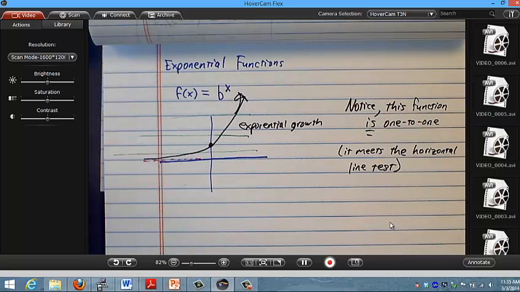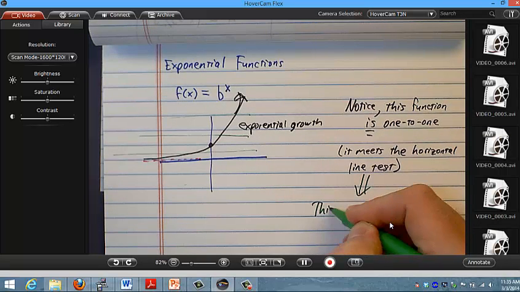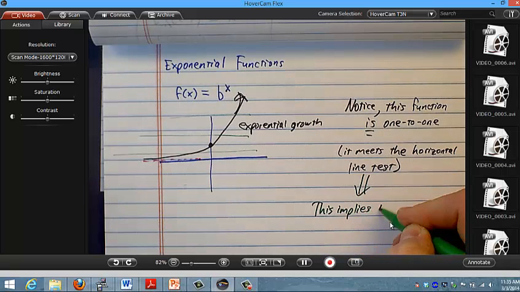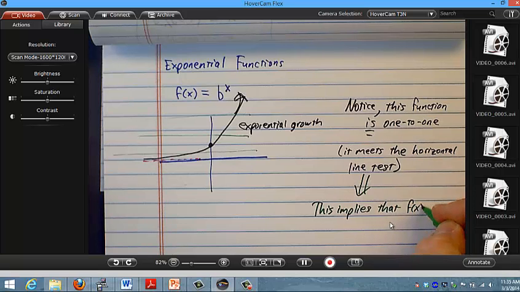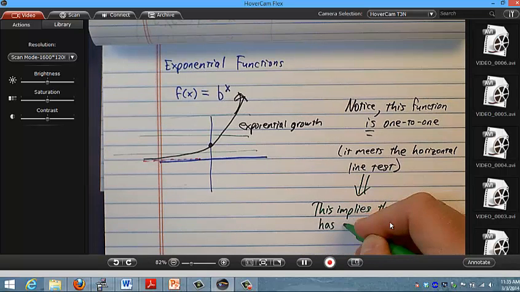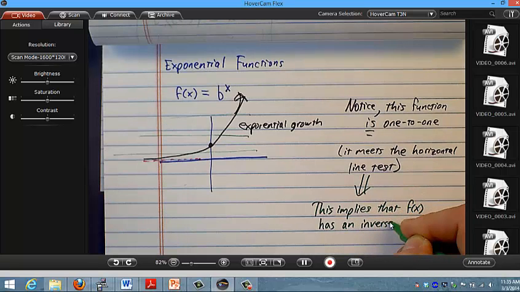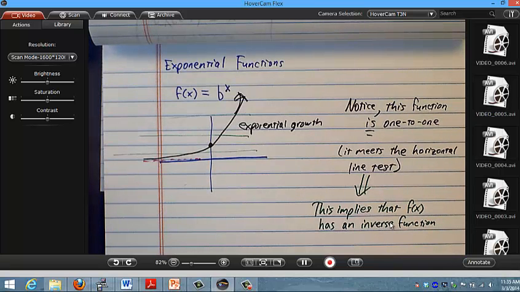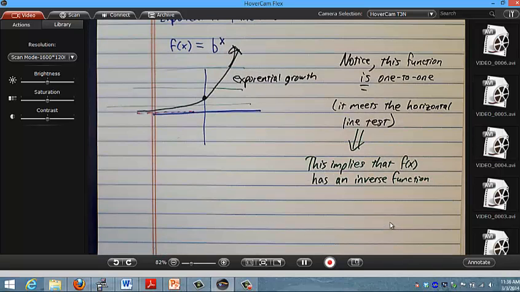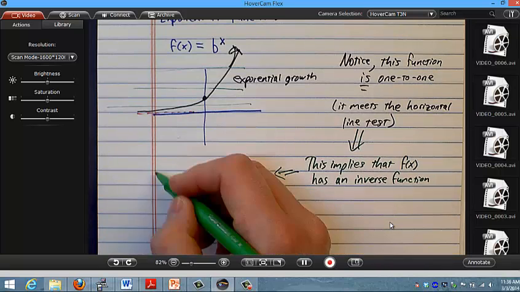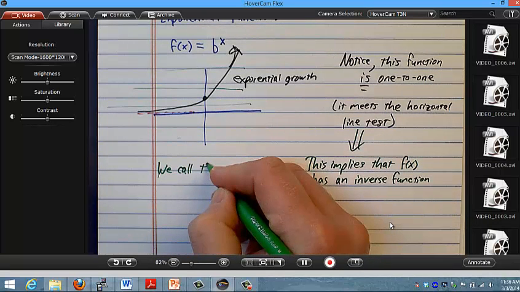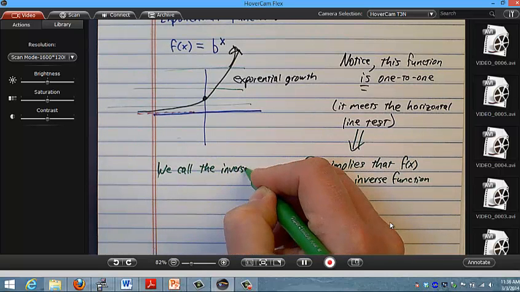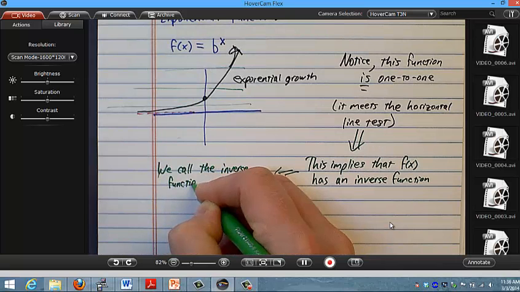So what does that mean? This implies that f of x has an inverse function. You're not going to run into the problem you ran into with x squared. Each input has an output, and only one input has an output, so you can go backwards. Okay? And what I'm going to say is we call the inverse function a logarithm.